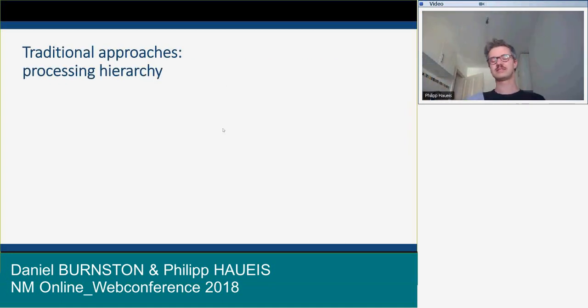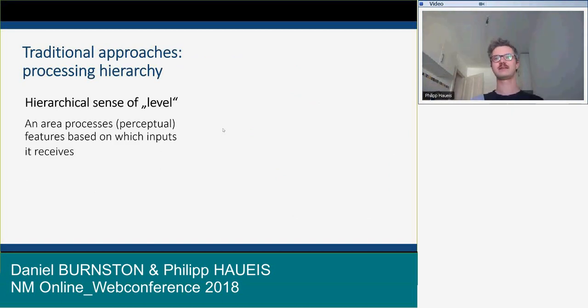Now, usually this anatomical hierarchy is functionally interpreted as implementing what we call a processing hierarchy. So here the idea is that there are not only inputs and outputs from one region to the other, but that these inputs and outputs determine which features an area processes. Depending on what input it gets, that's the features that it processes, and that it can feed forward along the hierarchy to other areas.